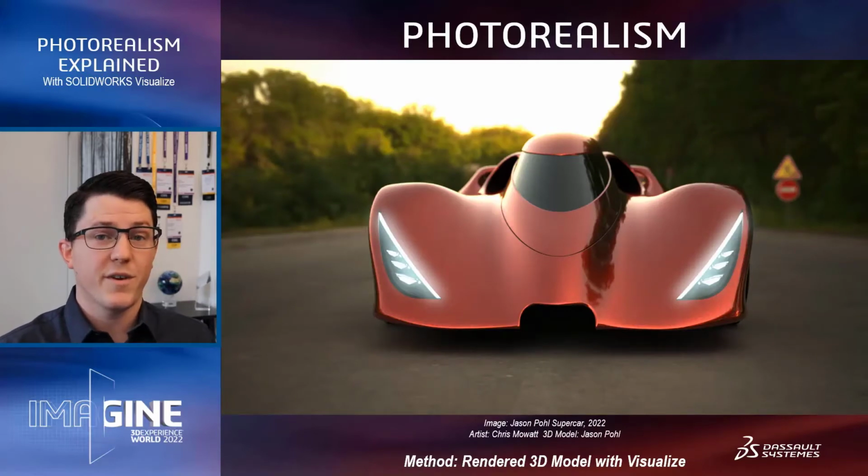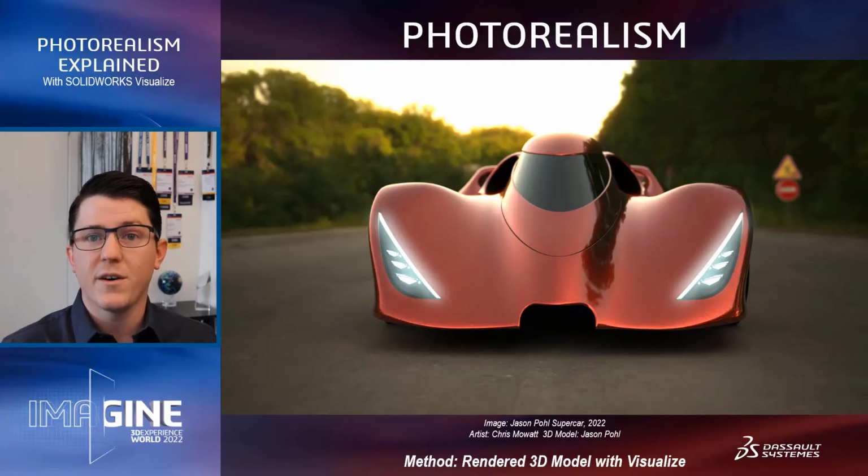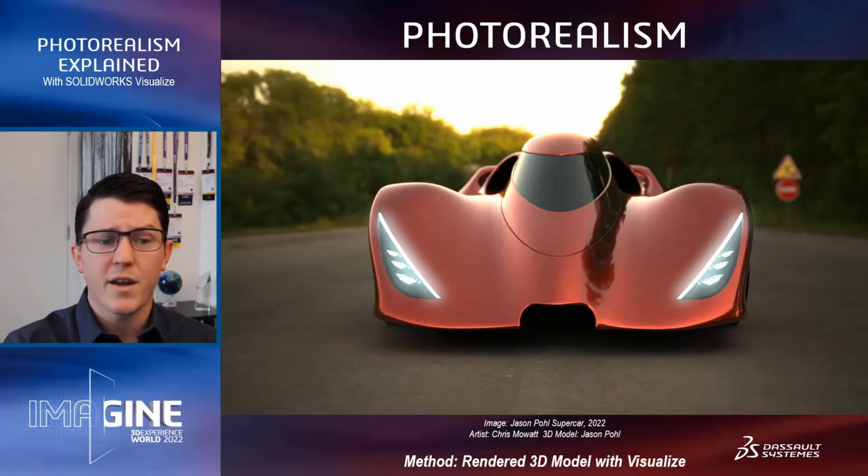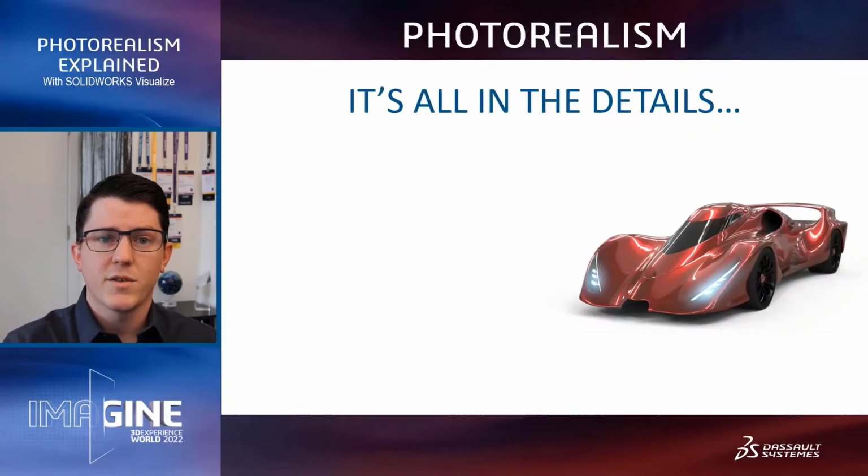So this is one of the renderings that we'll end up with. Now this is Jason's beautiful car that I've detailed and added my materials to. And here we can see this beauty with its depth of field, with the lighting. Everything about it gives that pop of photorealism. So it's all in the details, right?